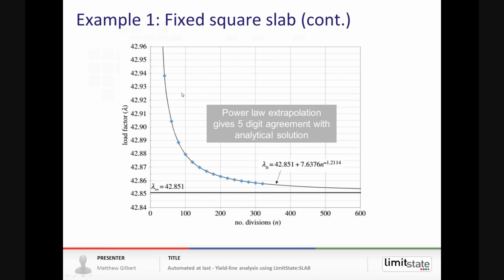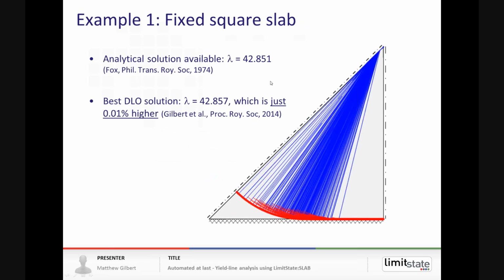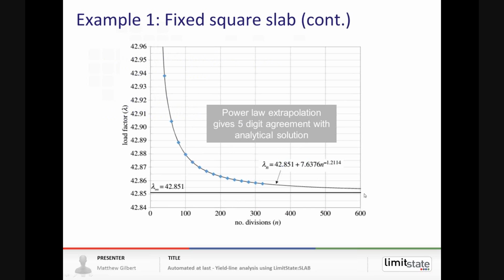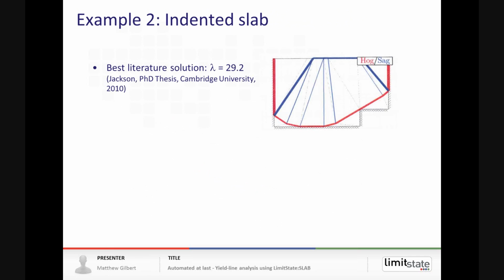And what we found was actually if we solve the problem with more and more nodes and then extrapolate the line, then we come to exactly the same solution as Fox had found in his paper, so 42.851. So the more and more nodes we put at it, we can see that eventually we would get to the same solution. So that's giving us some confidence in the method, that it's actually giving us the right solution analytically.